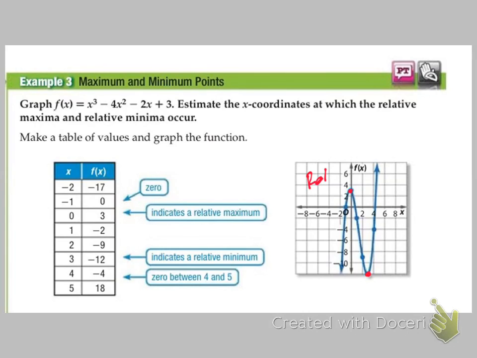That high point is called a relative max. That happens at the coordinate, not quadrant, the coordinate (0, 3). The one down below is a relative min, and it happens at the coordinate (3, -12).